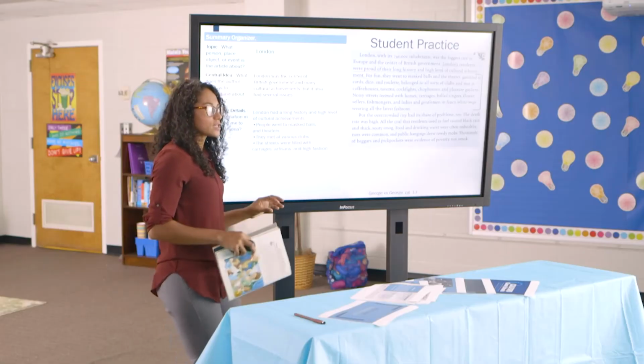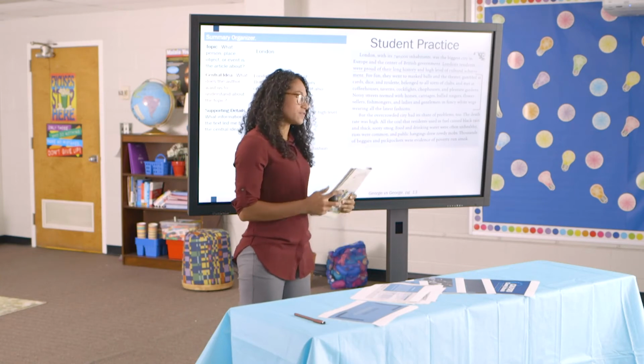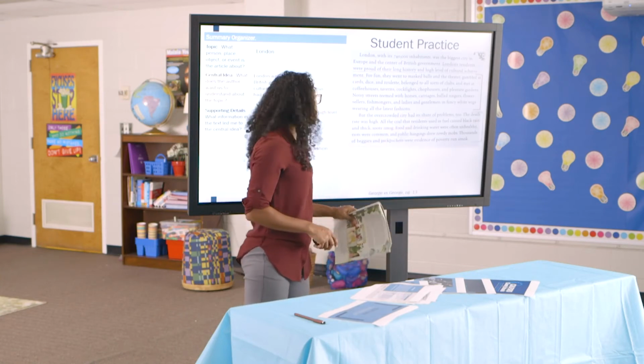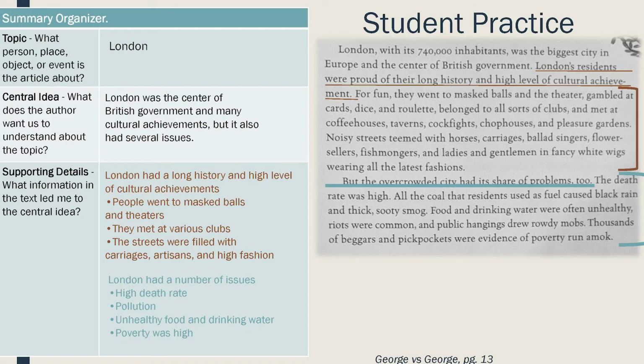So in the second section of this text, the author points out some of the negative things, like an overcrowded city, unhealthy food and drinking water, pickpockets, poverty. So that second section talks about the number of issues: high death rate, pollution, unhealthy food and drinking water, and high poverty. So now that we have the information we need, we're ready to write a summary.